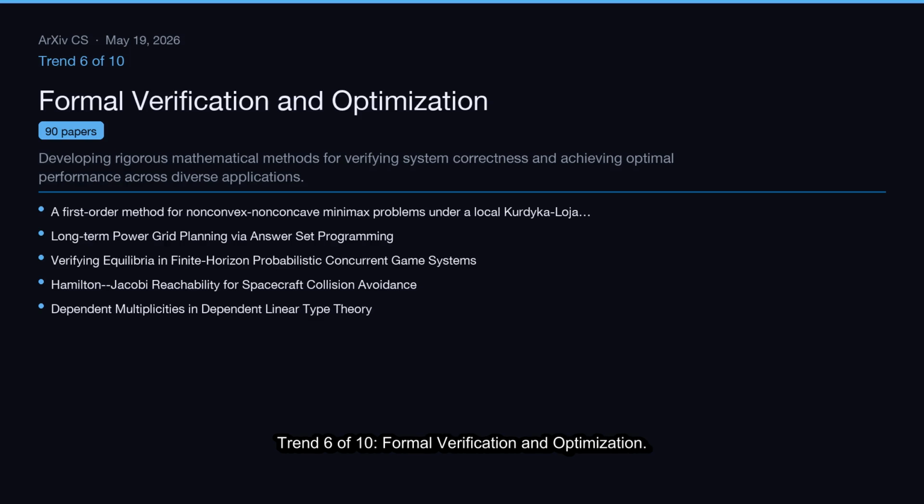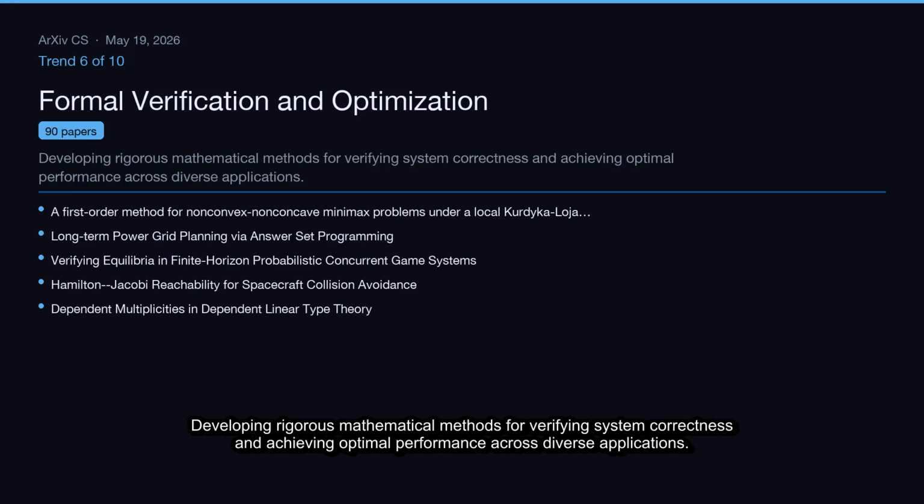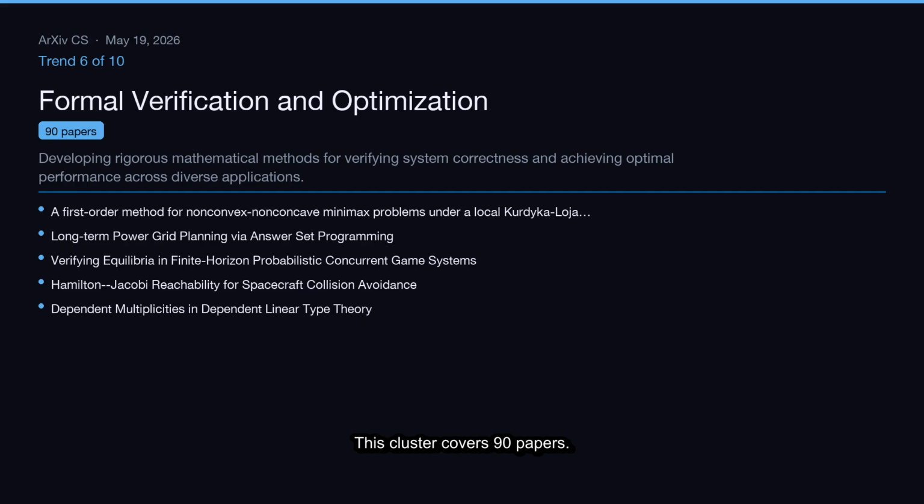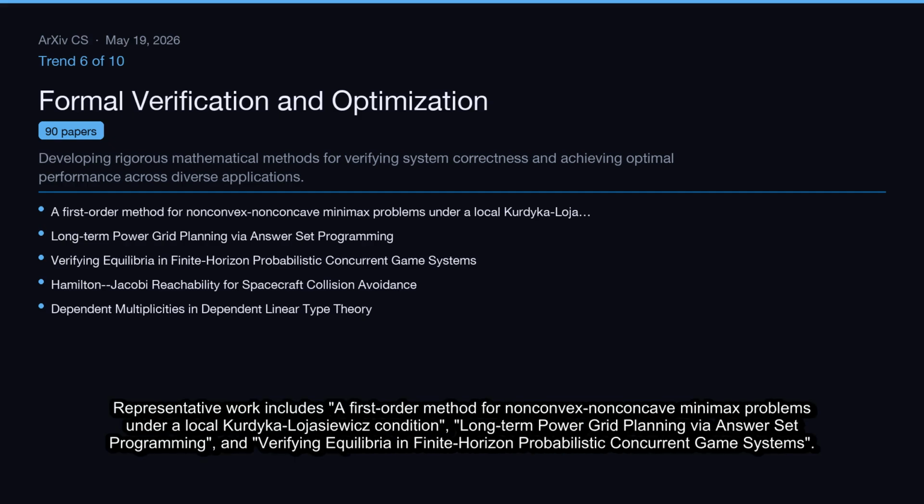Trend 6 of 10, Formal Verification and Optimization. Developing rigorous mathematical methods for verifying system correctness and achieving optimal performance across diverse applications. This cluster covers 90 papers. Representative work includes a first-order method for non-convex non-concave minimax problems under a local Kurdyka-Lojasiewicz condition, long-term power grid planning via answer set programming, and verifying equilibria in finite horizon probabilistic concurrent game systems.